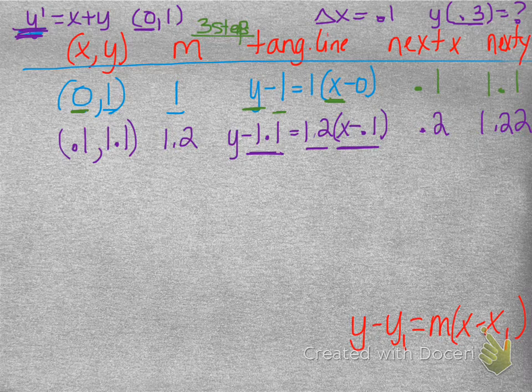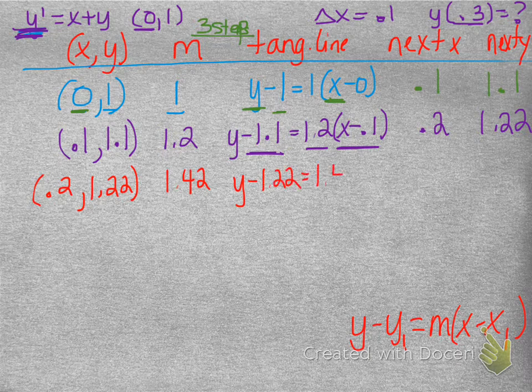Okay, then I do it again. I do it until I get to the value I'm looking for. So I'm going to 0.2, 1.22. Plug that in for x and y. For the slope, you get 1.42. Y minus y1 equals m times x minus x1.